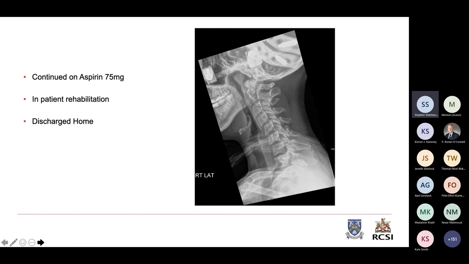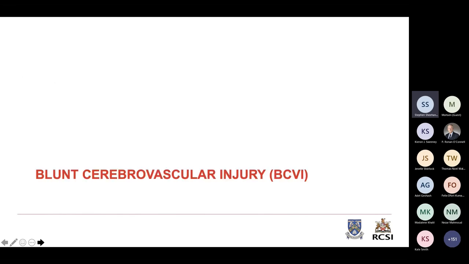She was continued on aspirin, had intensive inpatient rehabilitation, and thankfully was discharged home in a halo brace. She's been seen a couple of times at Mr. O'Brien's clinic with x-rays, which show a satisfactory alignment of the cervical vertebrae. She's going to be having a CT of her C-spine in a couple of weeks to see if she has union of the C2 fracture. And at that stage, we'll be happy to remove the halo brace.